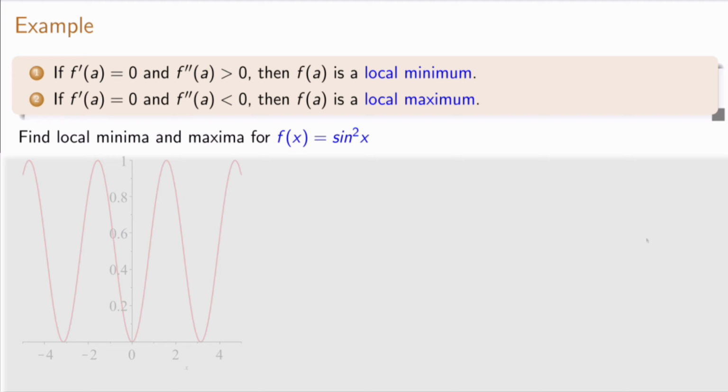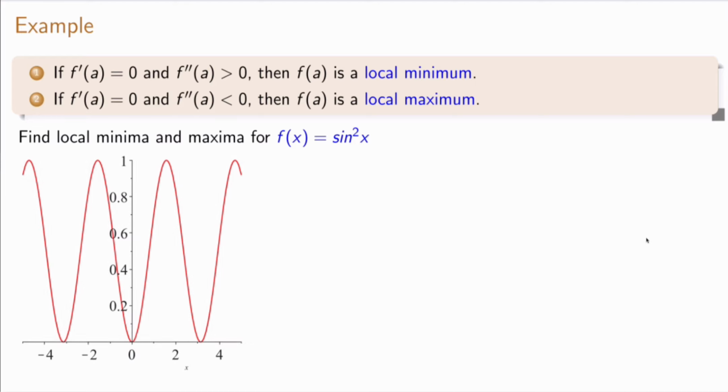So here I show you again the two criteria. So f double prime positive, local minimum, f double prime negative, local maximum, at points where f prime of a is equal to 0. The example is f of x is sine square of x. And here I plot you the function, and you clearly see that it is a periodic function, and it has maxima and minima, and they oscillate up and down and up and down. Let's try to apply the second derivative test for this function. So what do we need? We need f prime and we need f double prime. So let's compute those first.